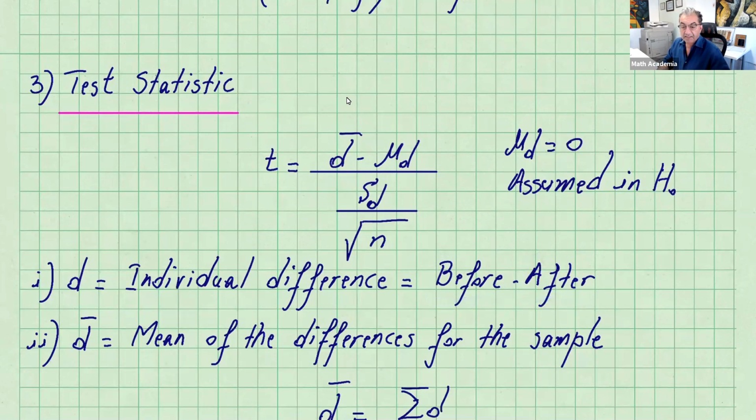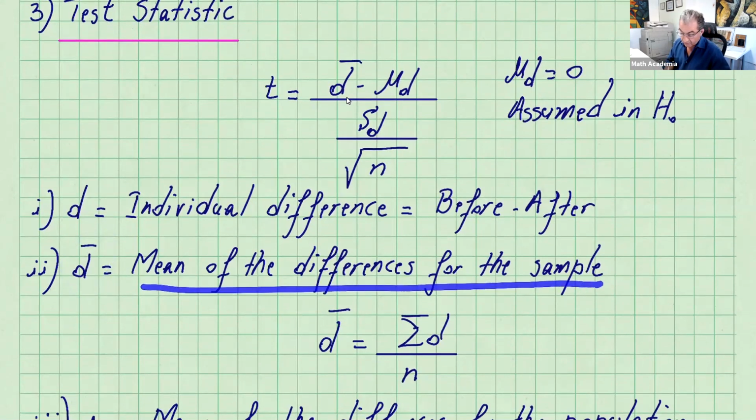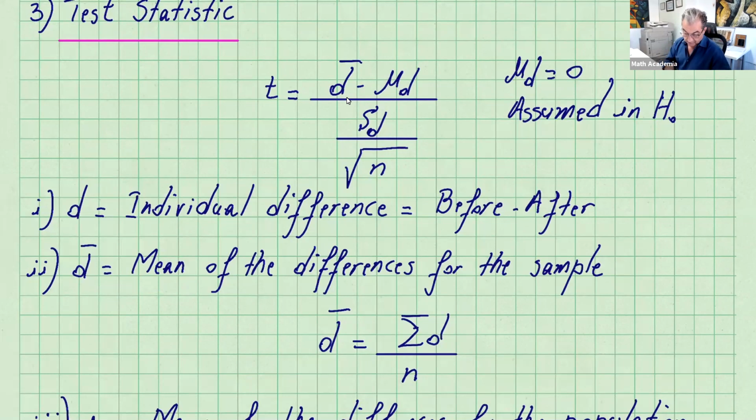That difference can be negative or positive depending on the situation. D bar is called the mean of the differences for the sample. Now we talked about one individual, but when we have a sample, we don't have only one individual. We have several individuals. So 5 people, 10 people, 20 people, 30 people. So one by one, you calculate the differences for each individual. Then you take the average of that.